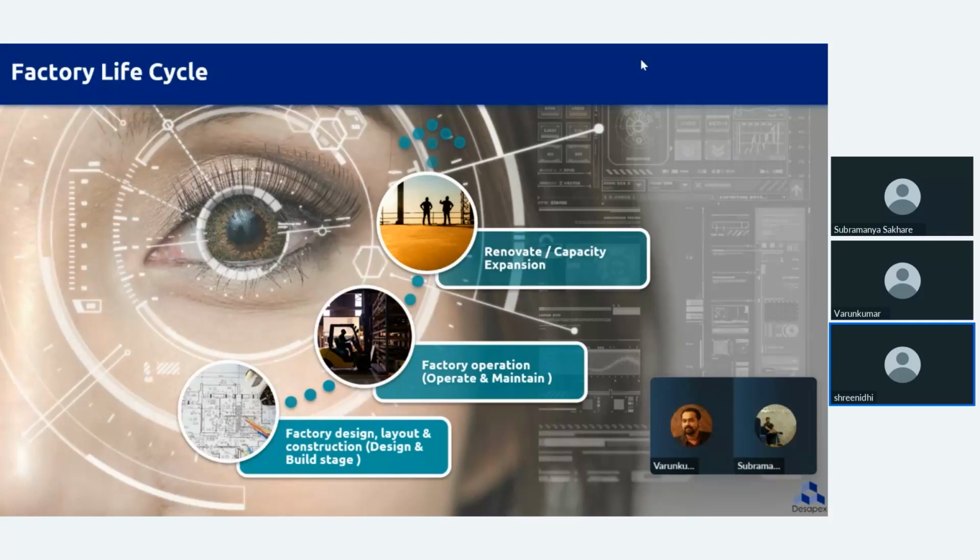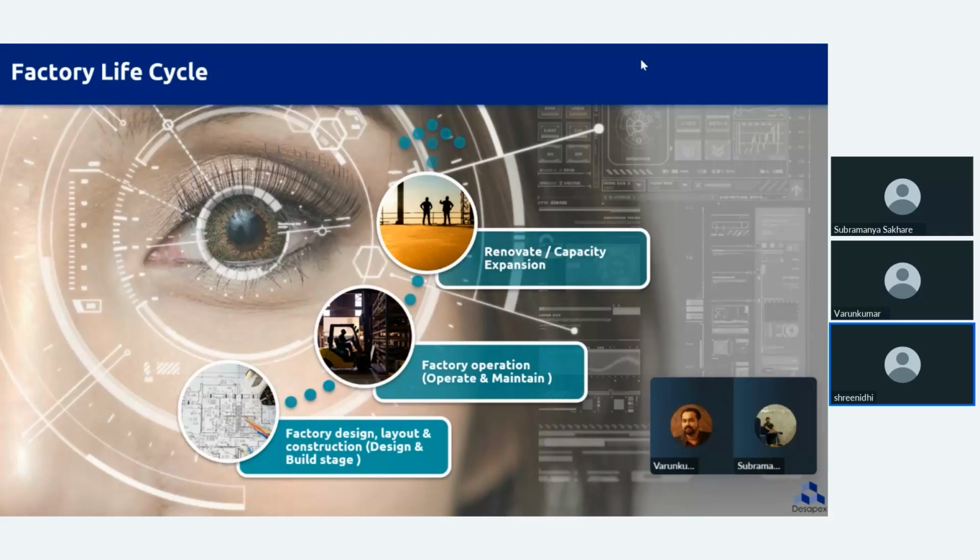Today, when we talk about the factory life cycle, it will start from factory layout design. It could be a greenfield project, or it could be an existing factory which you are renovating, or maybe you have taken over some factory which you want to develop for your organization. This stage we call factory design, layout, and construction. We are discussing that.